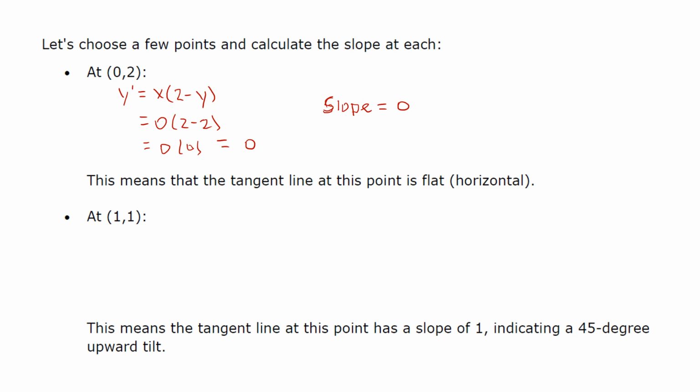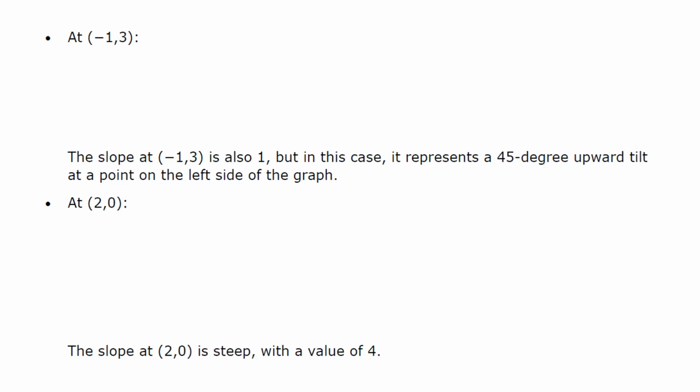Now let's take the point (1, 1). I'm going to substitute that into my DE. That would be 1 times (2 minus 1). So that's 1 times 1, which equals 1. So my slope here is 1. This means the tangent line at this point has a slope of 1, indicating a 45-degree upward tilt. Let's look at two more.